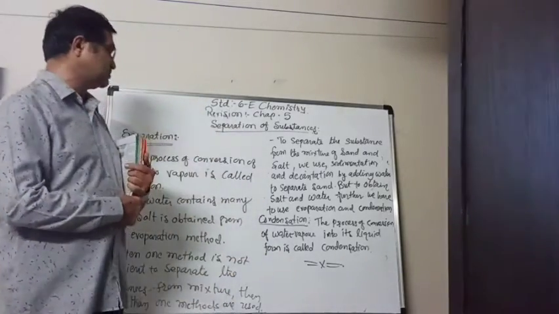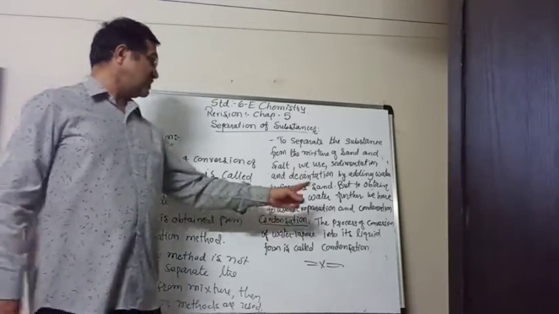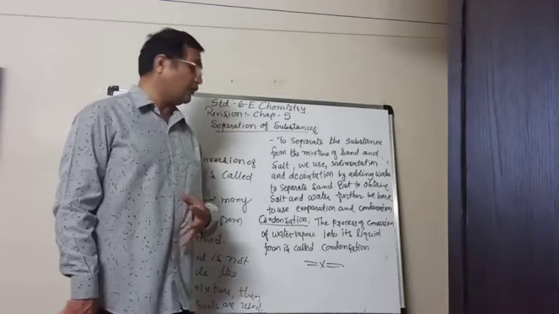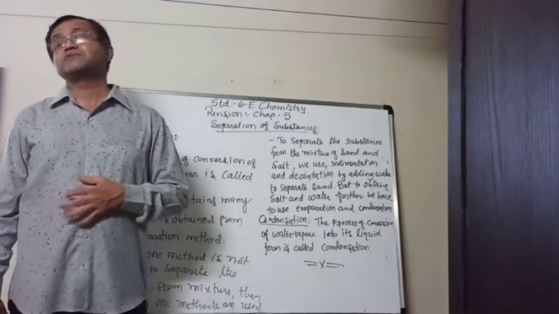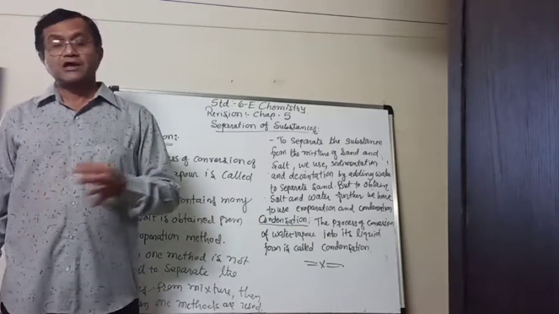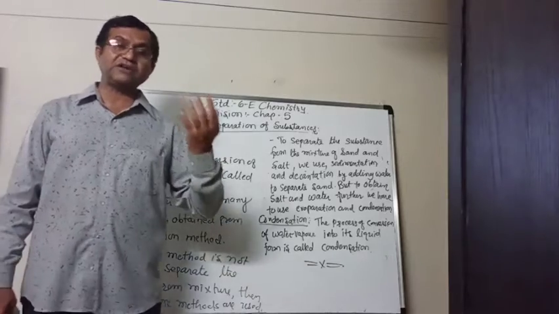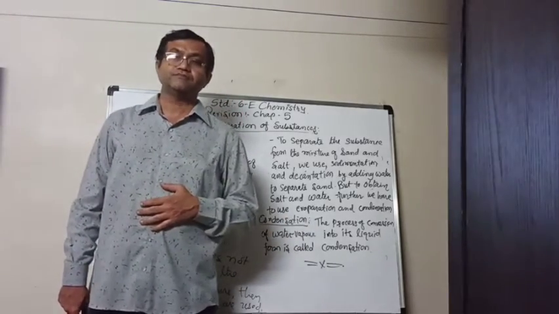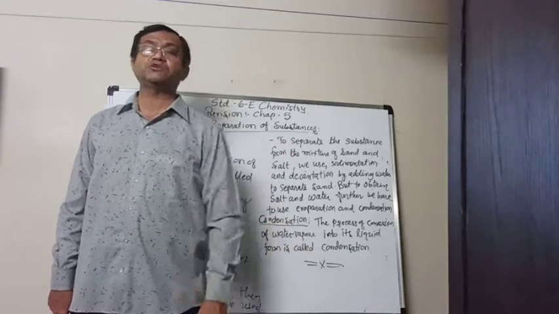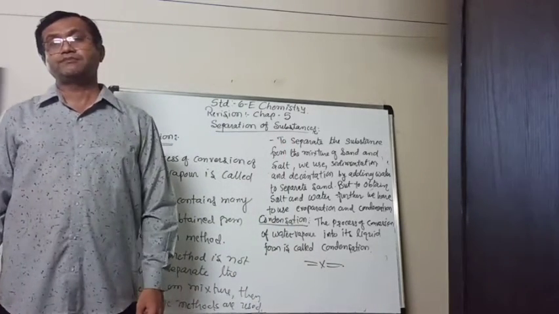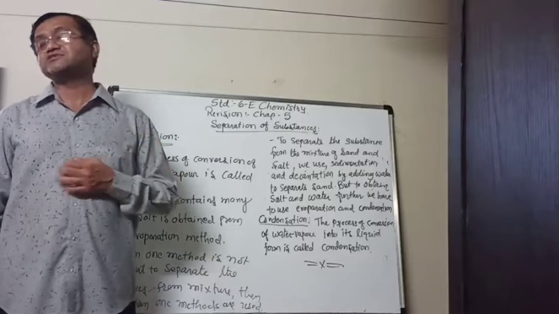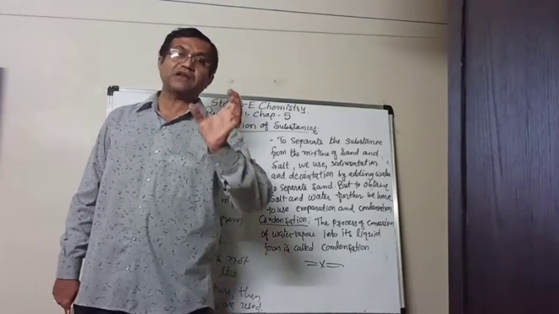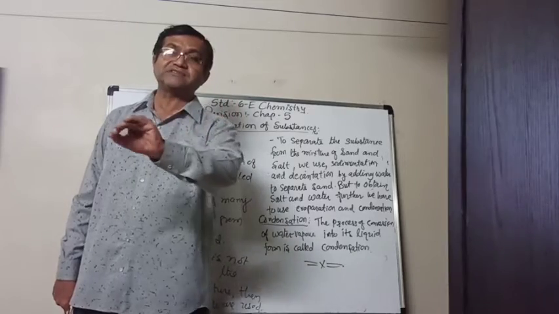So what is condensation? The process of conversion of water vapor into its liquid form is called condensation. When the water vapor gets cooled down, it converts back into its liquid form, and that is condensation. So now the question is, how can we get water and salt both separated?